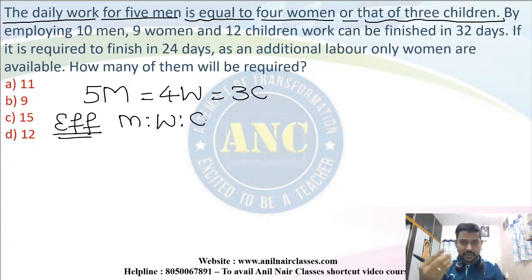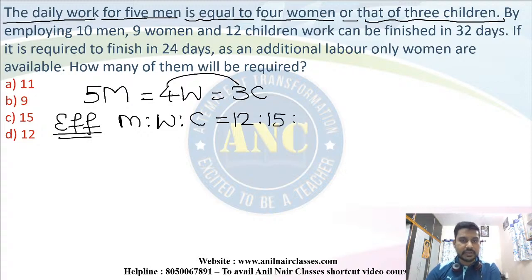Now, see here. There is one beautiful concept. If you want to get the value of men, close the men value, that means don't see 5m. Multiply the other coefficients. 4 into 3 is 12. If you want to get the women value, don't see 4w. Multiply 5 and 3, it is 15. If you want to get a child, don't see 3c. Multiply the other coefficients. 4 into 5 is 20. That means we know the individual capacities of one man, one woman and one child, which are 12 units per day, 15 units per day and 20 units per day as of now.